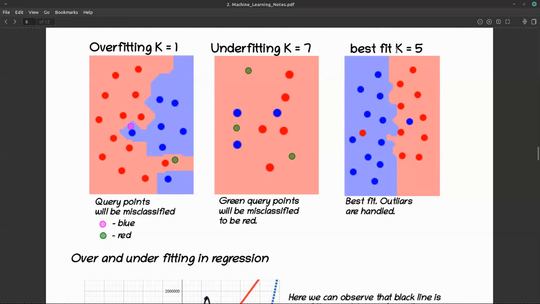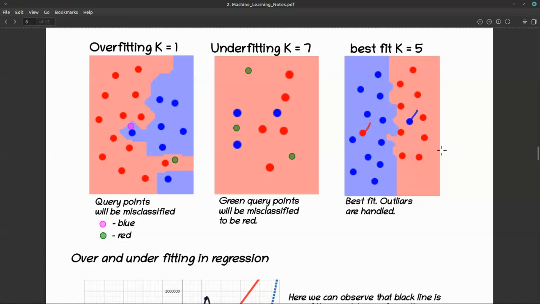So the best fit we need to find out, right? If you go very low, it is overfitting. If you go very high, it's underfitting. A sweet spot you need to find out. So if you take k equal to 5, this outlier is handled, right? We have some outliers. In the testing phase, you will make some mistakes here, but that's fine.